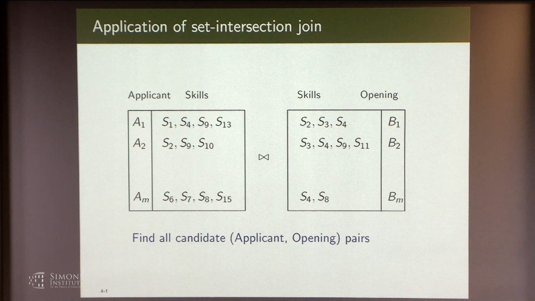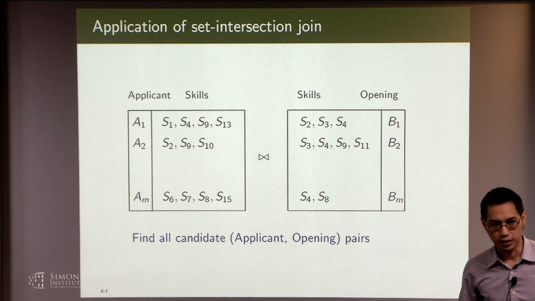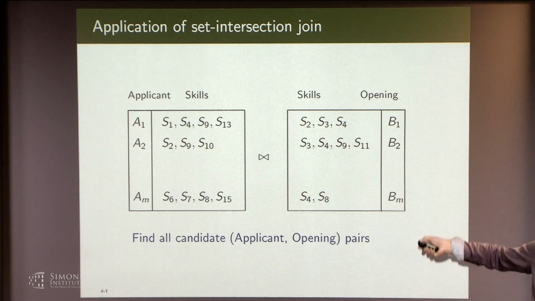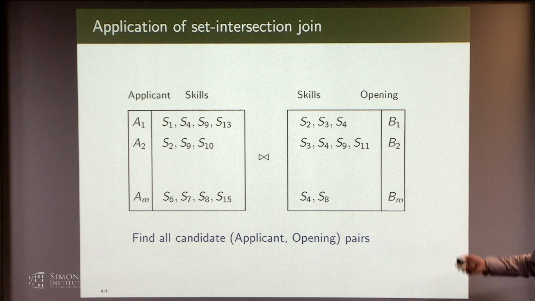I just want to show you an application of set intersection join. This is a scenario of job application. We have a set of applicants and a set of openings. Each applicant has a set of skills, and each opening requires a set of skills. What we want to do is find all the candidate applicant-opening pairs that intersect, that is, they have a common skill. We will recommend those pairs for interview, for example. This is just one application of set intersection join.